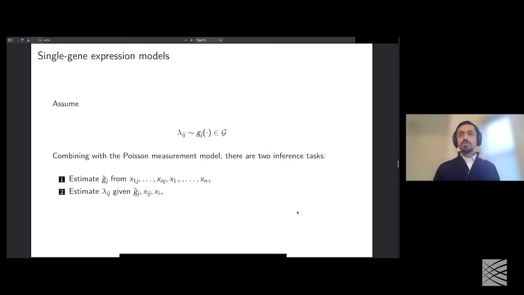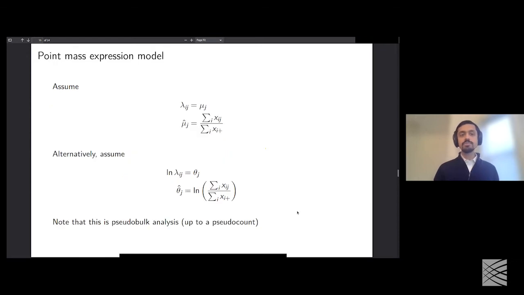So I want to begin with the simplest expression models, the ones probably people are familiar with, even if they haven't seen them explicitly written down in this way. So I want to begin with a point mass expression model. So a point mass is a single value.